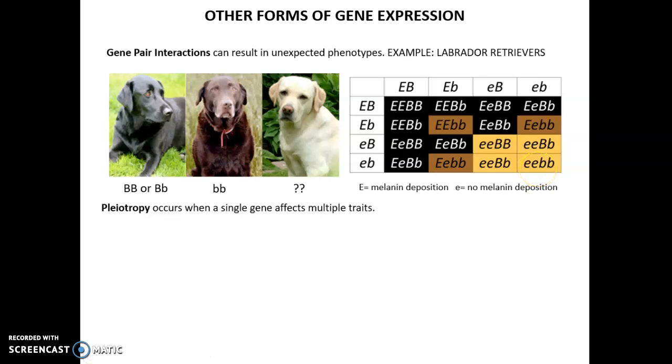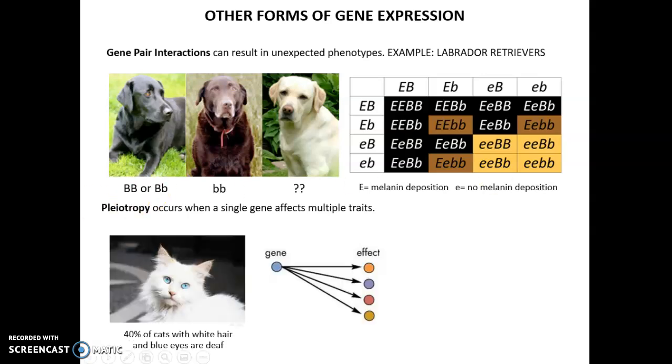And then there's something called pleiotropy. This is when a single gene affects multiple traits. One gene, multiple traits. For example, 40% of cats with white hair and blue eyes are also deaf. You wouldn't think that they would have anything to do with each other. However, they do. Somehow those genes are intertwined. They actually affect each other.